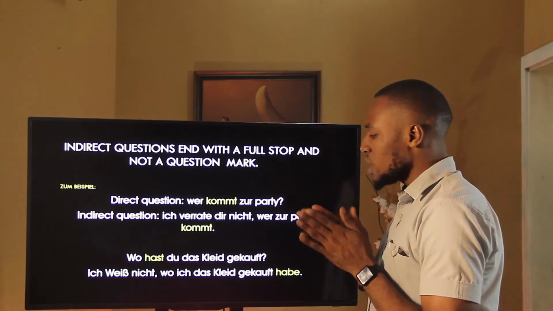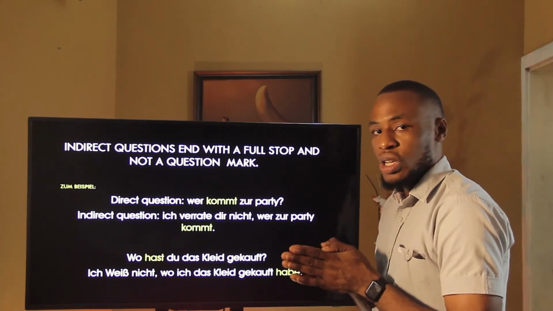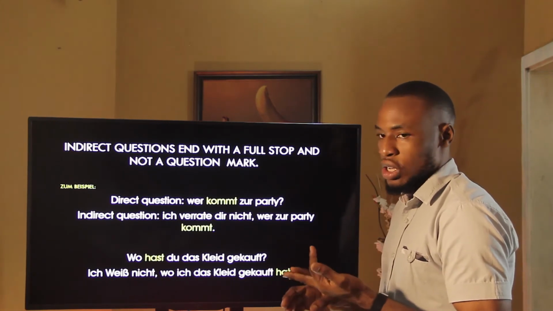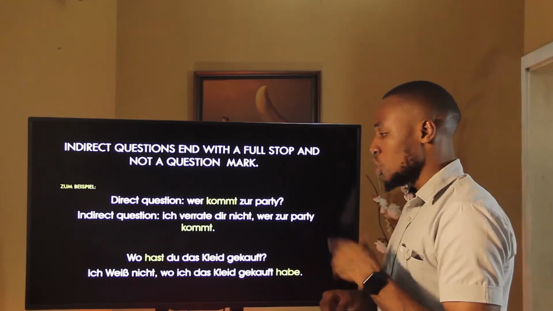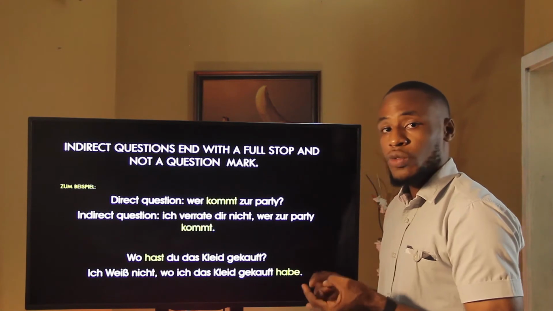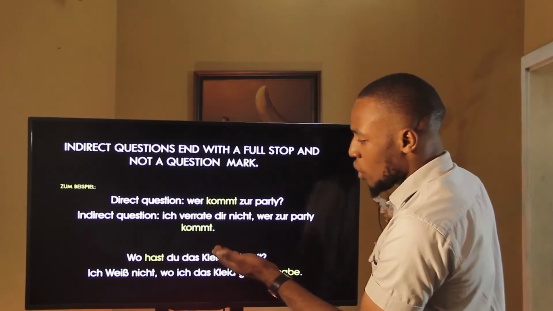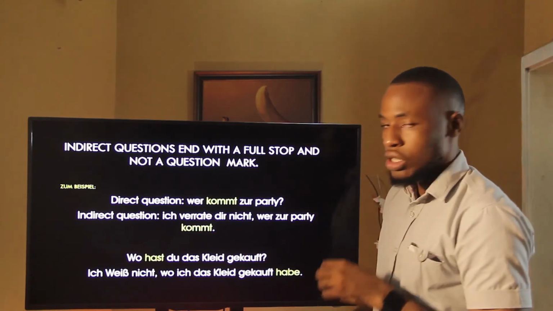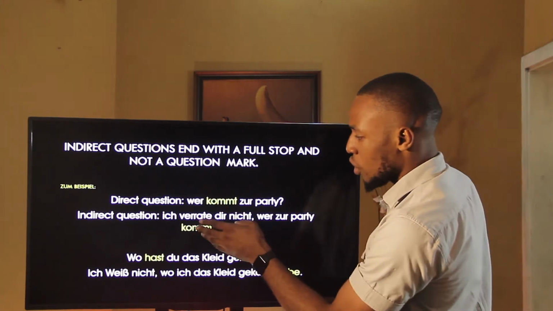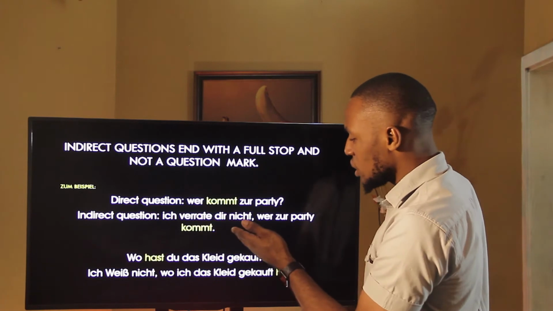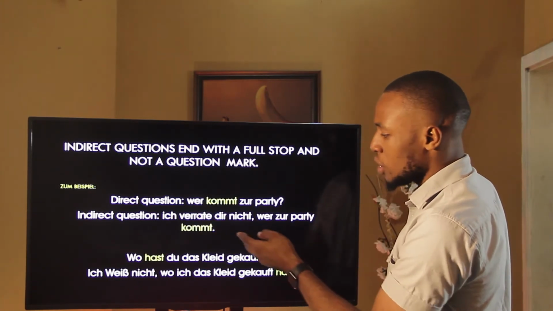So in that case, the verb is usually conjugated to agree with he, she, or it. And of course, if you recall the verb conjugation, you notice that the verb conjugation for he, she, it remains the same. Which is why we have kommt at the end, conjugated at the end of this sentence. "Ich verrate dir nicht, wer zur Party kommt."